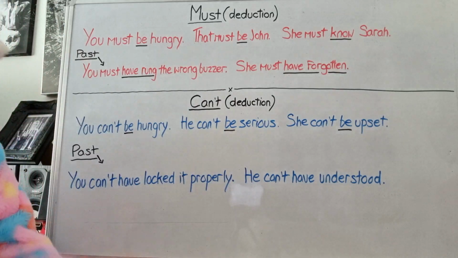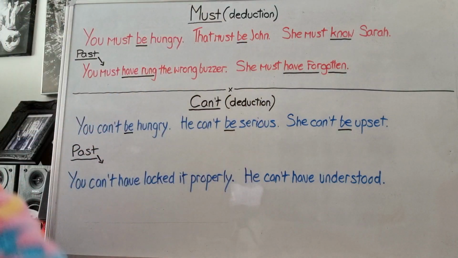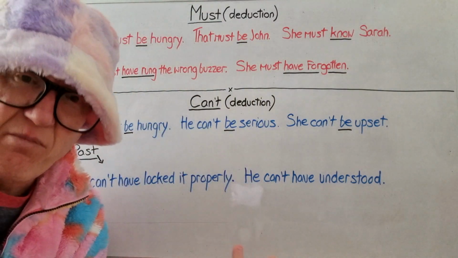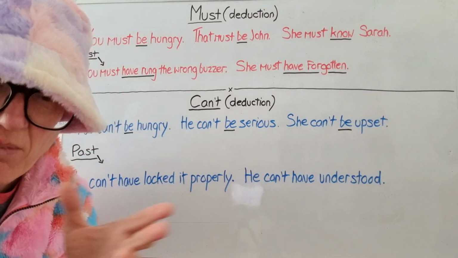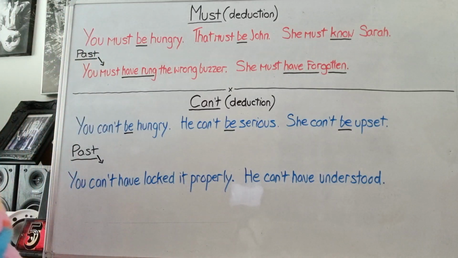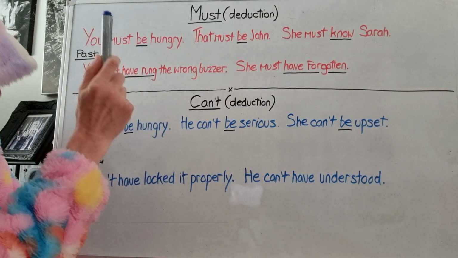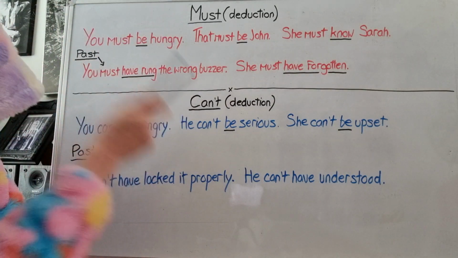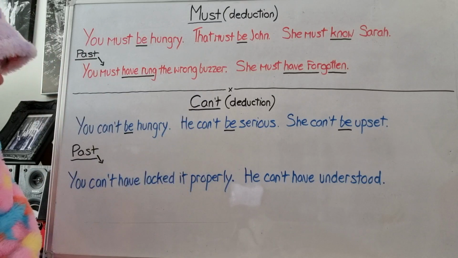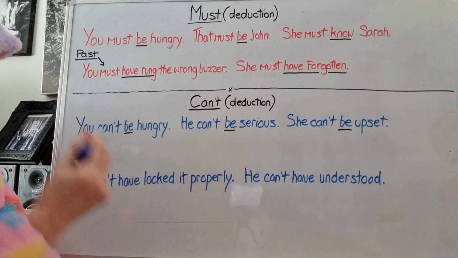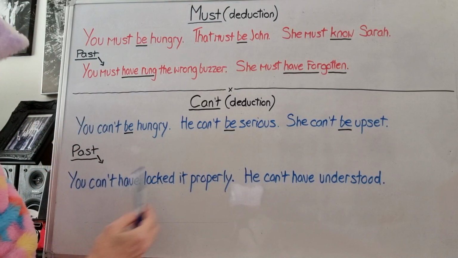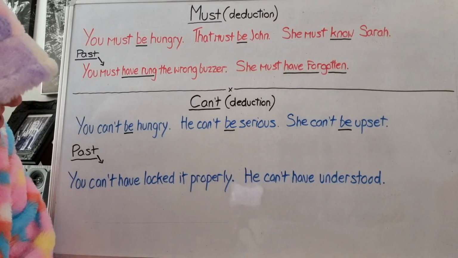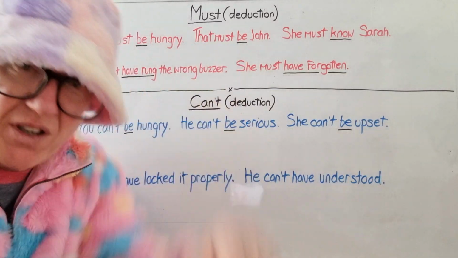Now, a lot of people use mustn't because it's the negative of must for obligation. For example, prohibition. You mustn't do that. But the proper negative of must for deduction is can't. You can't be serious. You can't say you mustn't be serious. But when it's in the past, people often use mustn't. You mustn't have locked it properly. You mustn't have understood. But that's bad grammar.